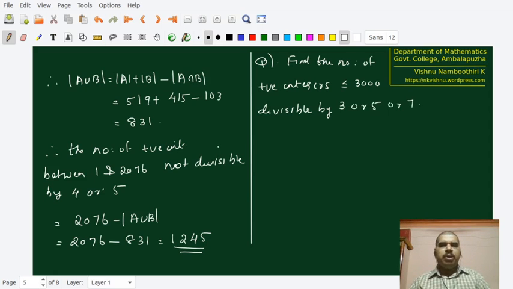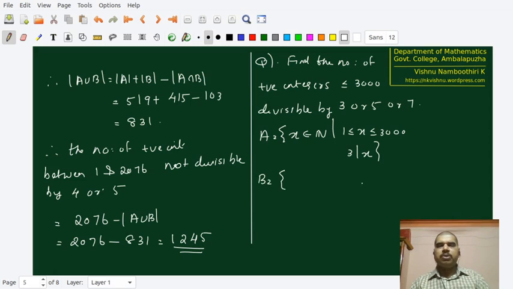So this question is going to be more direct than the previous one. Suppose that we write A equal to x belongs to n with the property 1 less than or equal to x less than or equal to 3000, and not only that, 3 divides x, so they are all 3 multiples. B equal to, the same way, x belongs to n, 1 less than or equal to x less than or equal to 3000. The extra property is that 5 divides x. Now C equal to the same kind of set, 7 dividing x.